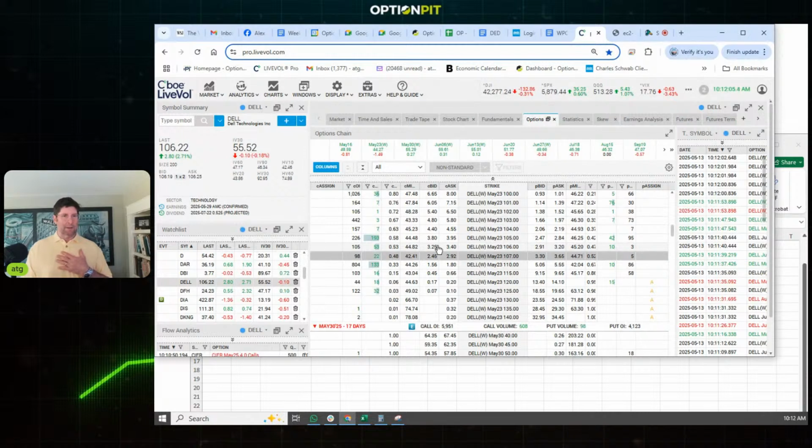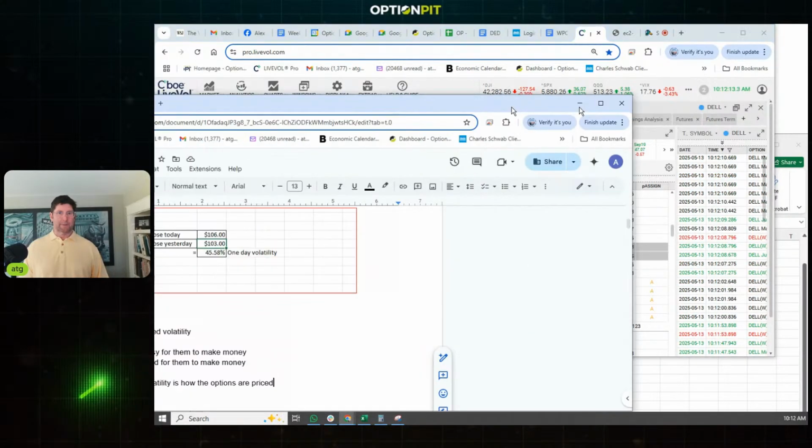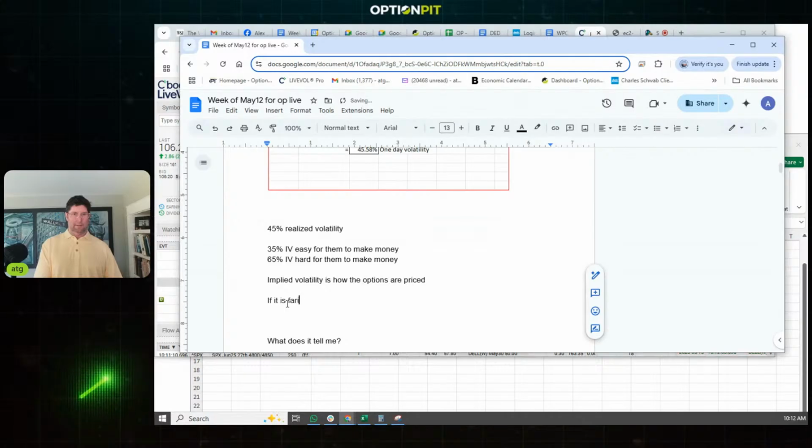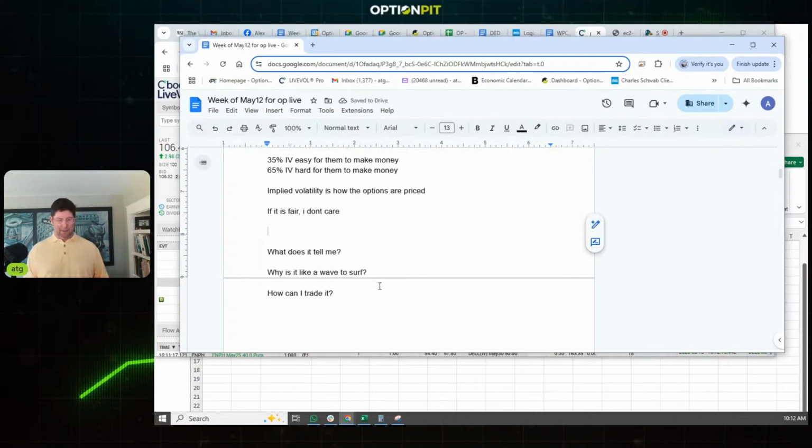And generally with me, my rule is, if it's fair, I don't care. Meaning a fair option price in general is not enough for me to initiate a trade. So my little saying, looking at volatility, is, okay, if it's fair, I don't care. So that's the first thing I look at.